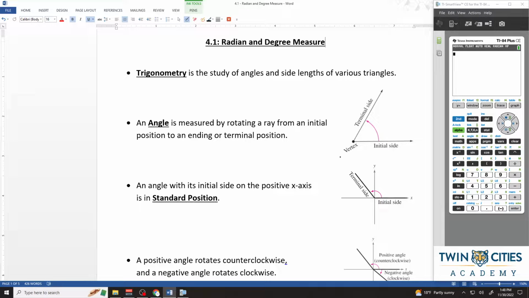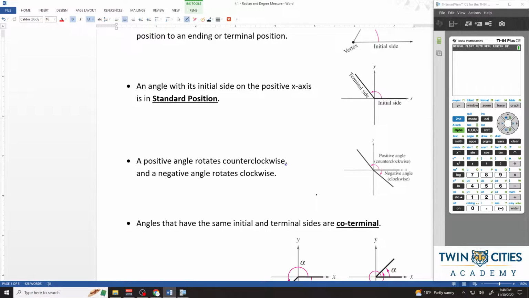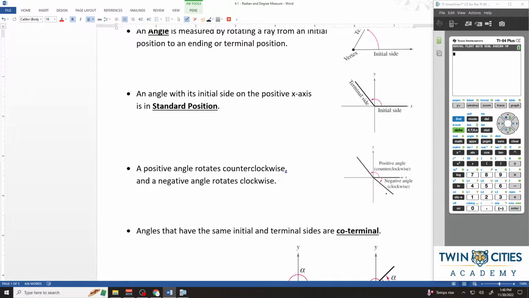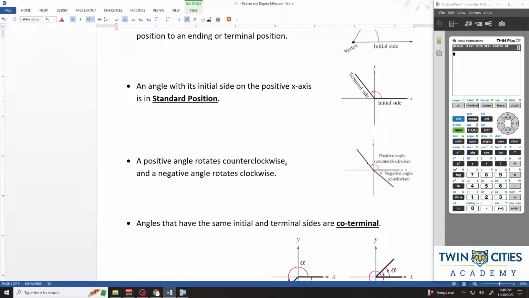So this created an angle, and the part that goes between these two sides is what we measure for that angle. An angle with its initial side on the positive x-axis is considered in standard position. And that's primarily what we're going to be doing. All of our initial sides for today are going to start on the positive x-axis, and we're rotating it either clockwise or counterclockwise, depending on what we're doing. If we rotate it counterclockwise, then it's a positive angle. If we rotate it clockwise, then it's a negative angle.